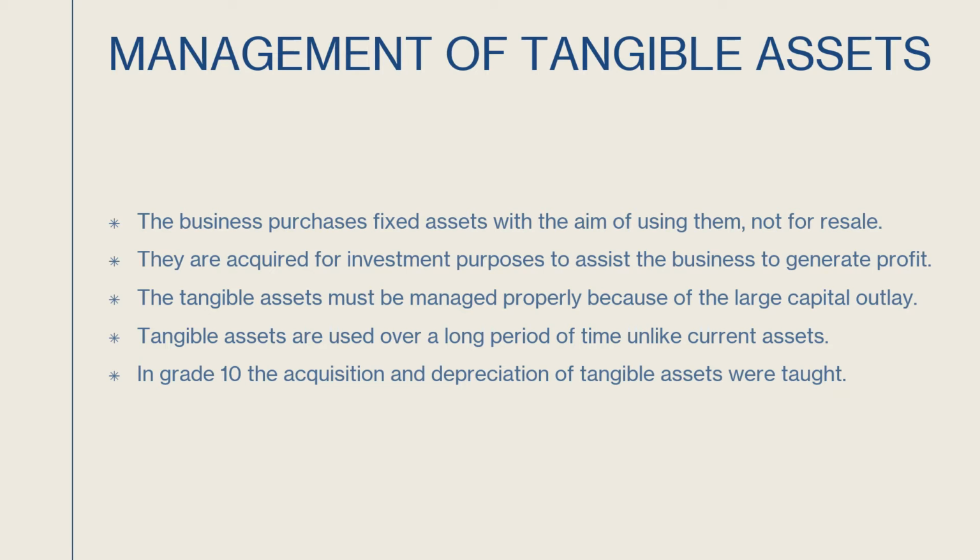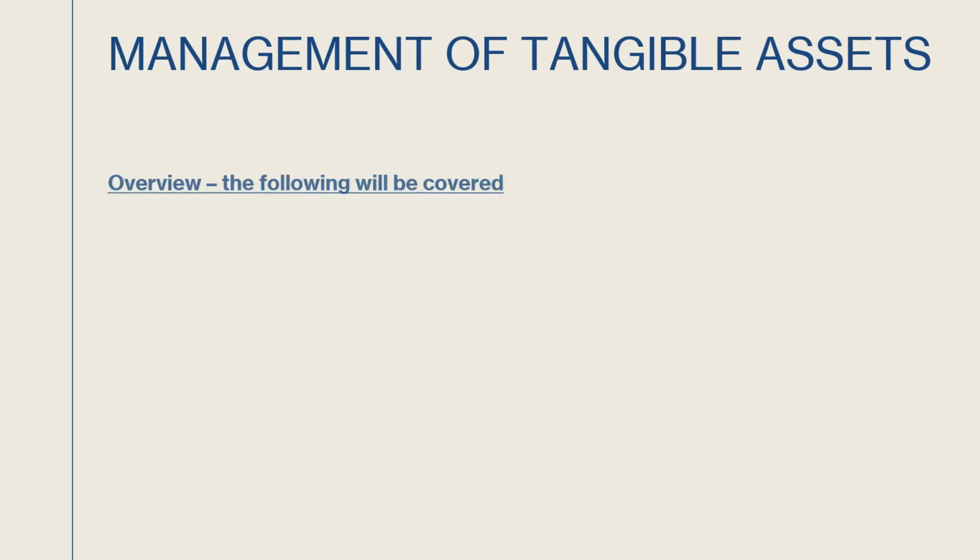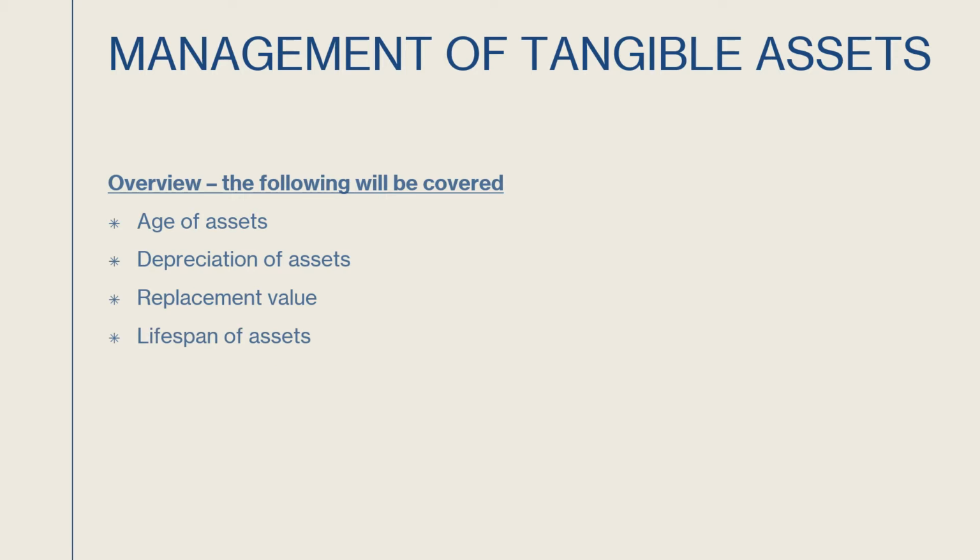Okay, so when you did accounting in grade 10, you dealt with the acquisition and the depreciation of the tangible assets. And then in grade 11, you were also taught the disposal of assets. So in this lesson, over the next 2 or 3 lessons, what are we going to cover? We're first going to look at the age of assets, the depreciation of assets. We are just going to do a quick revision of this. The replacement value, the lifespan of assets, the acquisition and disposal of assets, also just a quick revision.